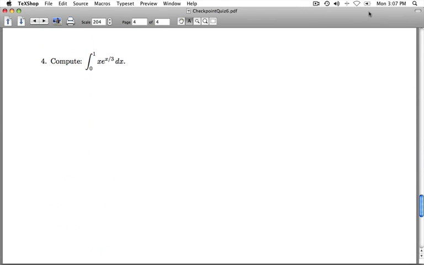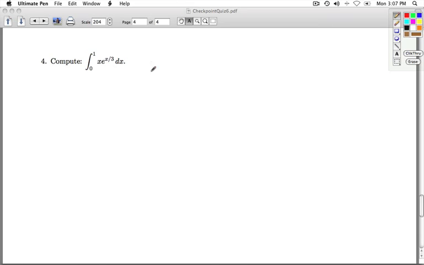And finally, our last problem on the checkpoint quiz. We're asked to compute this definite integral. So once again, we could try a basic u substitution. It's not going to fit one of the formulas we know and love, so we're going to have to make choices for u and dv.